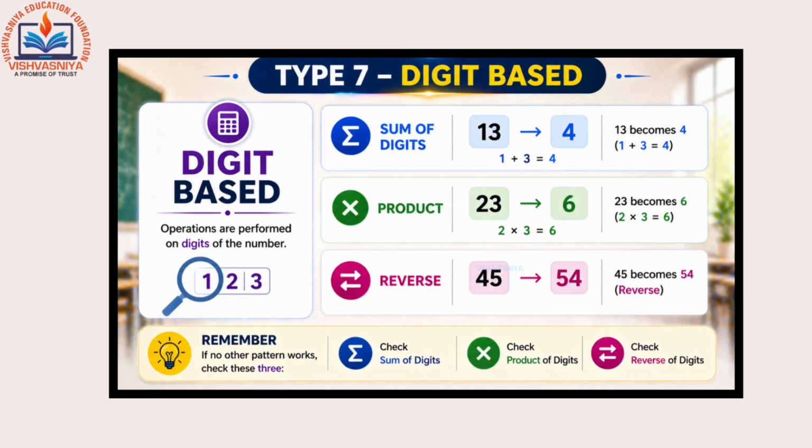Now very important, digit-based analogy. Here, operations are performed on digits of the number. For example, 13 becomes 4 because 1 plus 3 is 4. Or 23 becomes 6 because 2 multiplied by 3 is 6. Sometimes digits are reversed, like 45 becomes 54. Always check digit sum, product, and reversal when nothing else works.